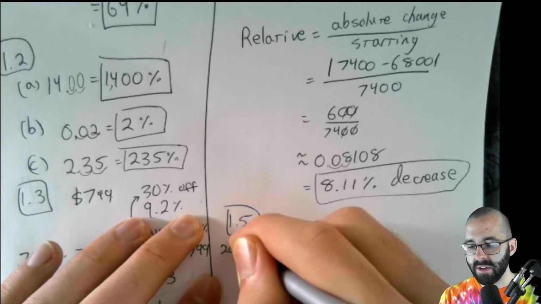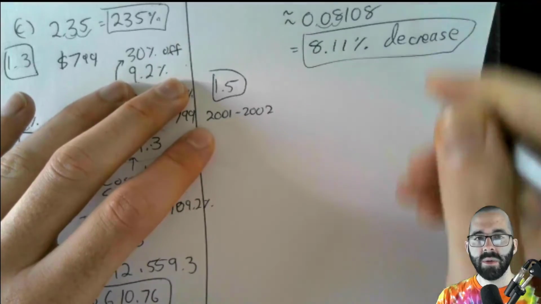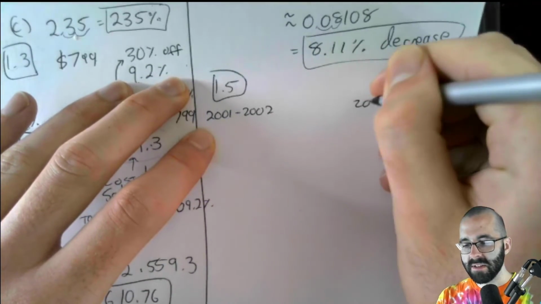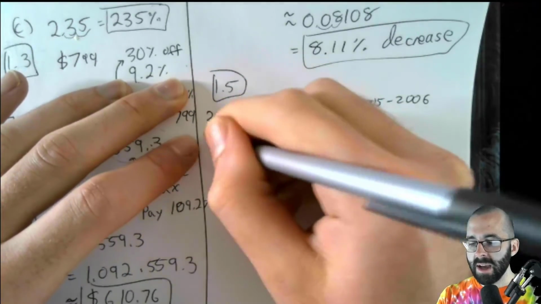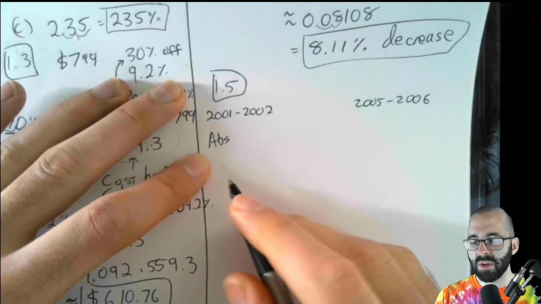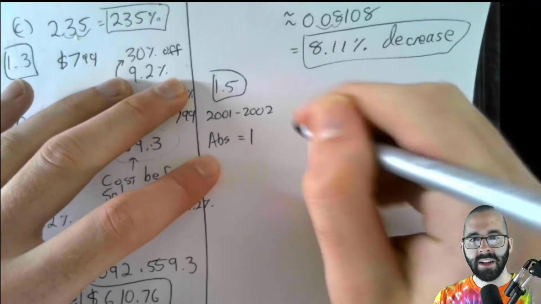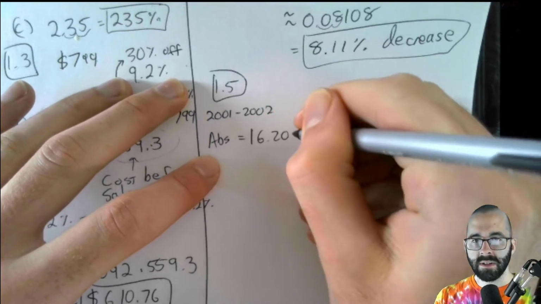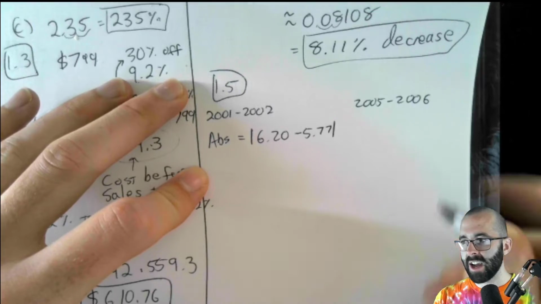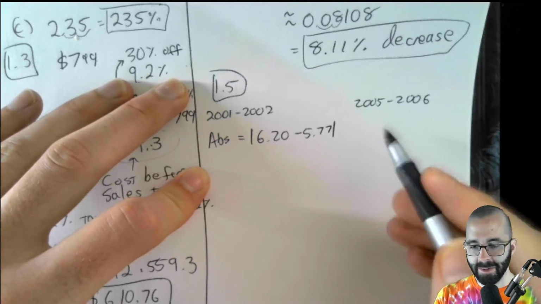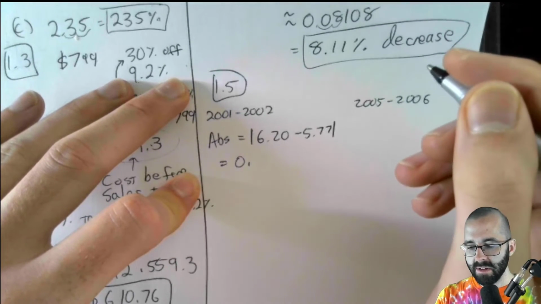So at the end of 2001 to 2002, we'll calculate these over here. And then we'll also do 2005 to 2006 over here, and we'll compare them. So the absolute change, sometimes I'll abbreviate as ABS. Absolute change here was ending minus starting in absolute values. 6.20 minus 5.77. I think I overestimated my ability to fit all these numbers in here. And when you subtract that out, you get 0.43.